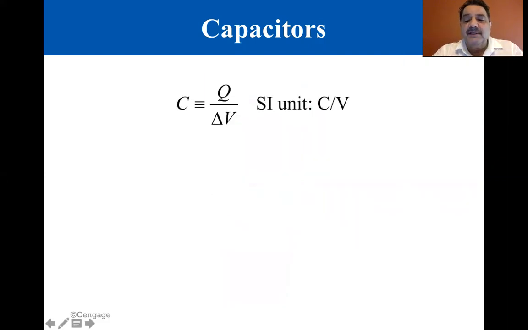Okay, the capacitance C of a capacitor is the ratio of the magnitude of the charge on either conductor or plate to the magnitude of the potential difference between the plates. In this equation, the quantities Q and delta V are always taken to be positive.